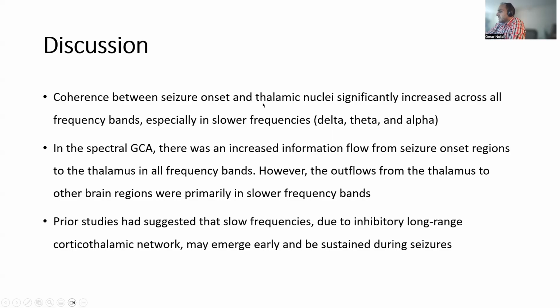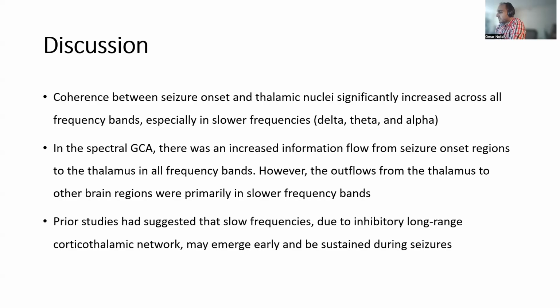So this is a kind of summary of their findings: the coherence between the seizure onset and thalamic nuclei significantly increased across all frequency bands, especially in slower frequencies. And in the Granger causality analysis, there was also an increased information flow from the seizure onset region to the thalamus in all frequency bands. However, the outflow from the thalamus to the other brain regions was mainly in slower frequency bands. And there are some studies which also show amplitude coupling between these slower theta frequencies from the thalamus and the faster frequencies originating from the cortex.